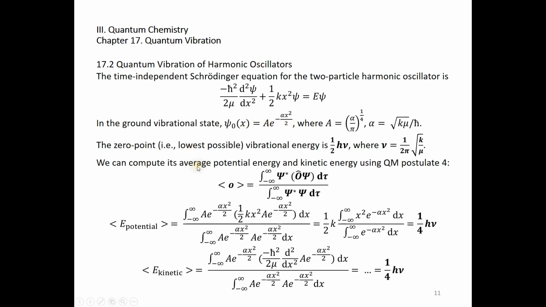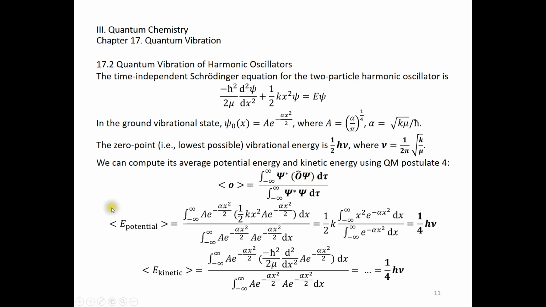Given the wave function, we can always compute the expectation value of its physical properties. Now let's compute the expectation value of the potential energy and kinetic energy, or sometimes for simplicity we just say average potential energy and average kinetic energy. We resort to quantum mechanical postulate 4, which is this. This is the average property, and we have two integrals, one on the top, one on the bottom. They look similar, except this psi should be O psi on top. O psi is the O operator applied to psi.